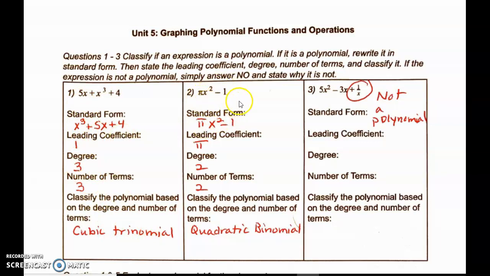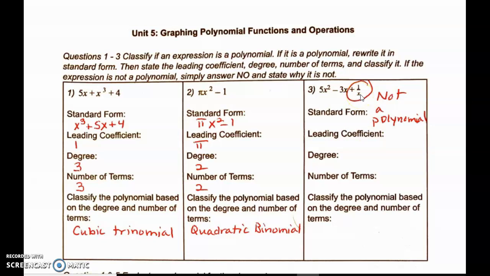Number 2 is also a polynomial, even though it looks funny. In standard form, the x squared has to come first and the constant second. The leading coefficient here is just pi, so 3.14. The degree, or the highest exponent, is 2. There are 2 terms, and I'm going to classify this as a quadratic because of the square, and binomial because there's 2 terms.